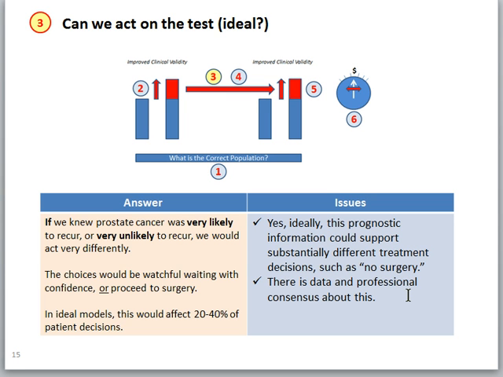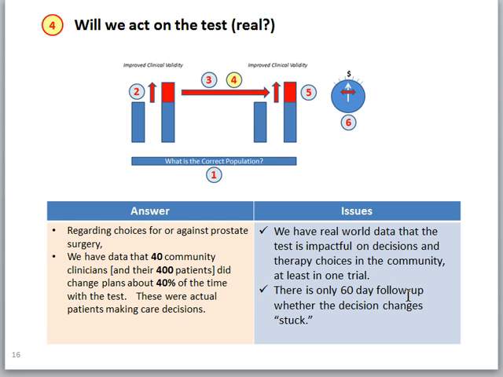Can we act on the test in the ideal world? Well, the answer that the company provides, if we knew prostate cancer was very likely to recur or very unlikely to recur, we would act differently. The choices would be watchful waiting or proceed to surgery. And we've done some modeling. This should happen, this change, at least 20 or 40% of the time. So again, we're only talking about ideal outcomes here. But yes, ideally, the prognostic information could support substantially different treatment decisions, including no surgery. And it's been based on data and professional consensus. Behind this PowerPoint slide, there are 4 or 5 peer-reviewed published studies.